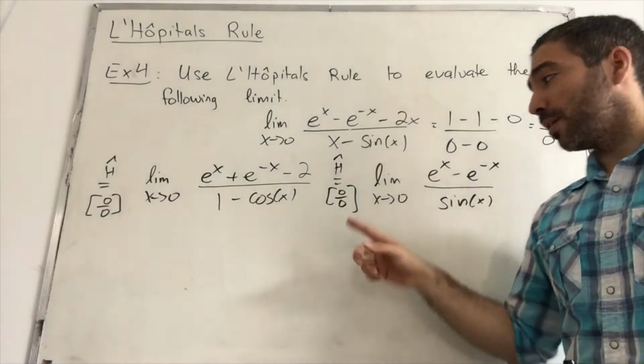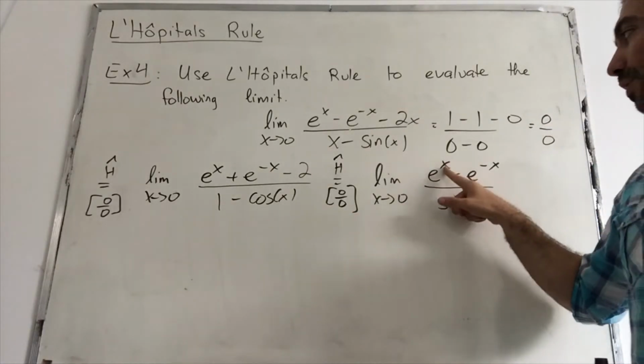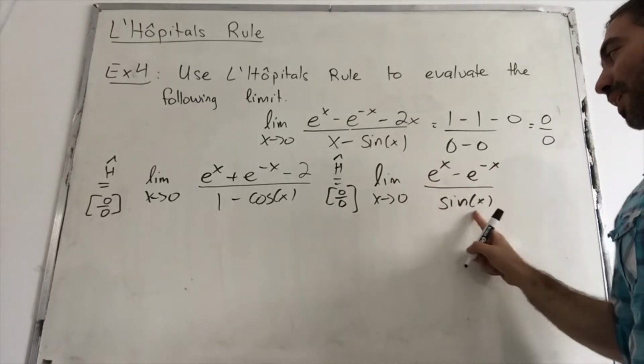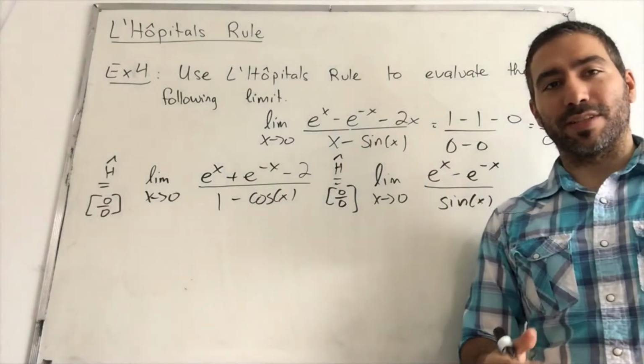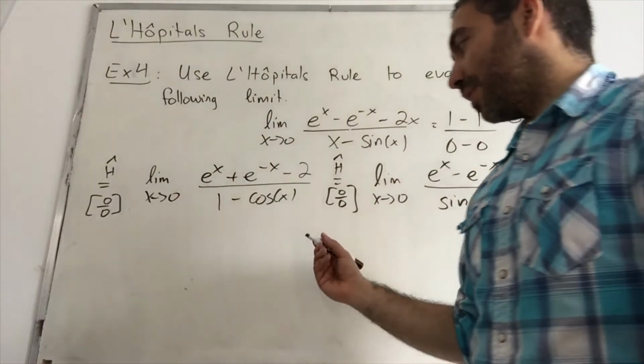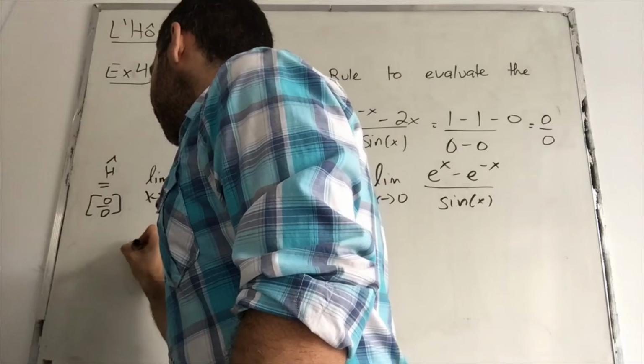Let's reevaluate the limit. Plugging in x as 0, we get e to the 0 is 1 minus e to the 0 is 1, so 1 minus 1 is 0. And plugging 0 into sine gives us 0. So again, we have 0 over 0. So this is the issue with L'Hopital's rule.